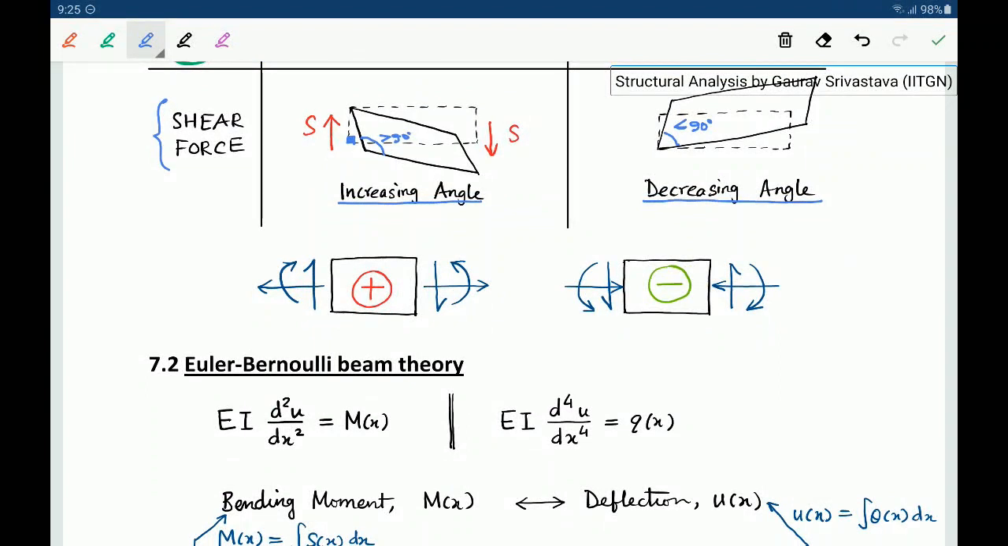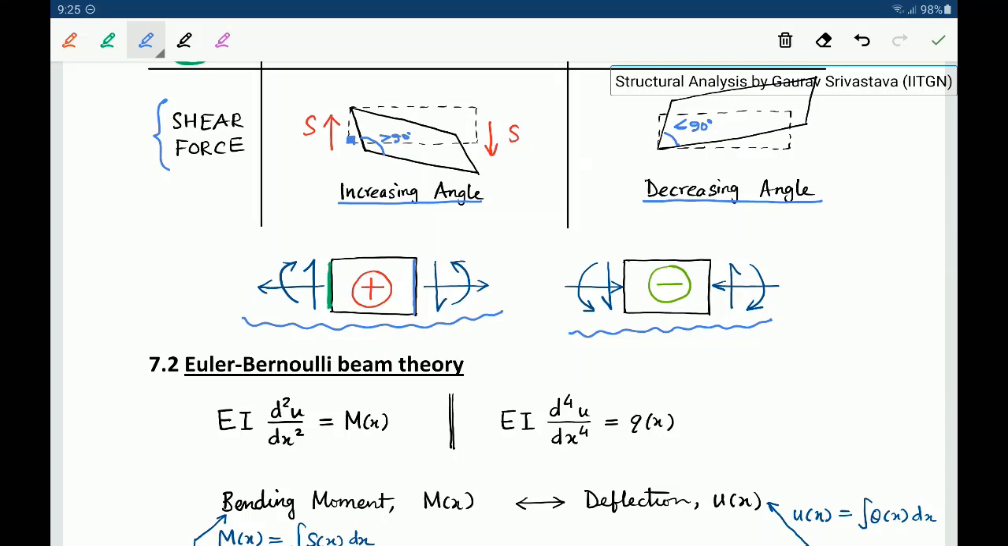Now to sum up, this particular figure shows all the positive signs. If we are cutting on the right of a member, a downward shear, a counterclockwise moment, and an outwards axial force are positive. And if we are cutting on the left end of a member, then a leftwards axial force, a clockwise moment, and an upward shear force will be considered as positive. Similarly, if we were to draw the negative sign convention, it will look like that.